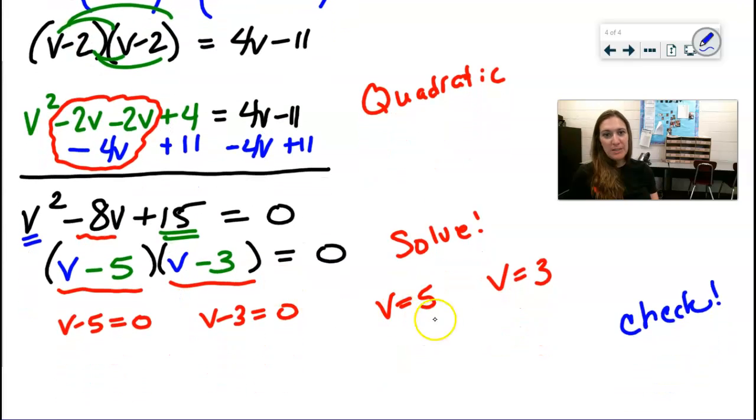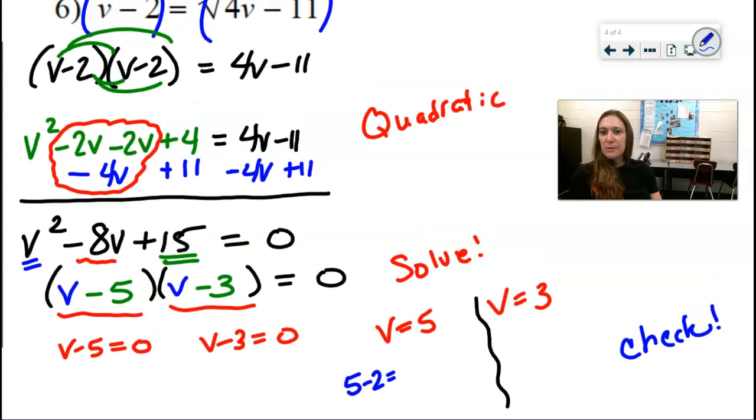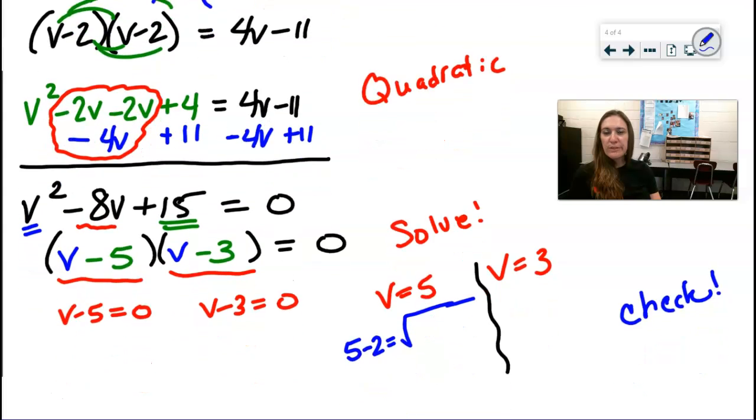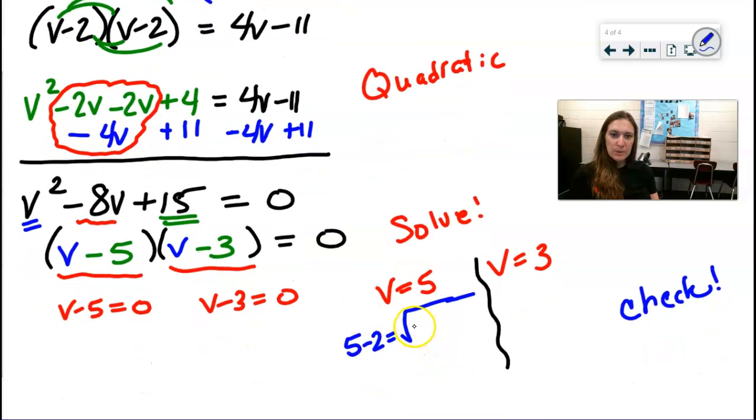It was v minus 2. So I'm going to kind of check them side by side here. It was v minus 2, so 5 minus 2 equals the square root of 4v minus 11. So 4 times v would be 20 minus 11. So this is 3 equals the square root of 9, which is correct.